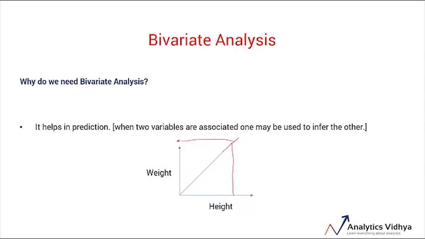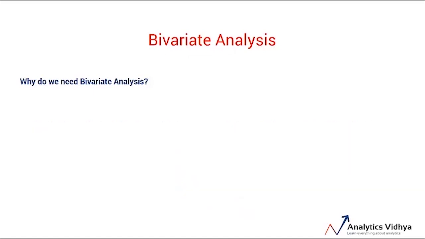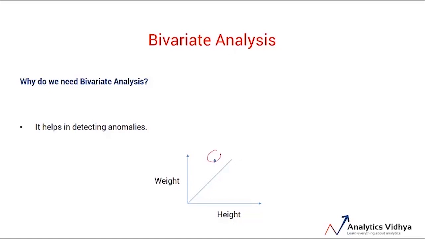But prediction is just one use case. Bivariate analysis also helps us in detecting anomalies. And how? Have a look at this graph. All the points on this graph fall on this straight line, except this one. It looks like there is a person who has a very high weight for a particular height in comparison to other people. Now there may be different reasons for this observation. This person is actually very heavy, or there might be an error while entering the data. Whatever the reason may be, bivariate analysis helped us in pinpointing the anomalies or deviation in the trend of the data.